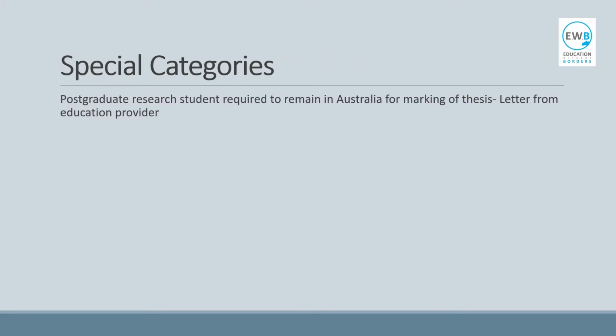In some cases, if you are a postgraduate research student looking to reapply for a student visa, you may come under a special categories section. So what this means is that you may need to provide evidence if you are looking to apply for a student visa from your education provider because you are looking to receive your marks for your thesis.